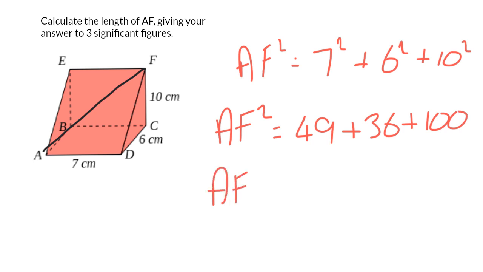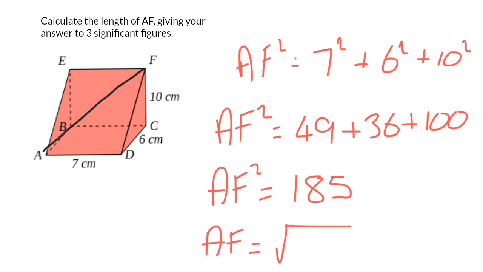So AF squared is 185. So to find the length of AF, we square root that. So the square root of 185 is 13.6 centimetres.